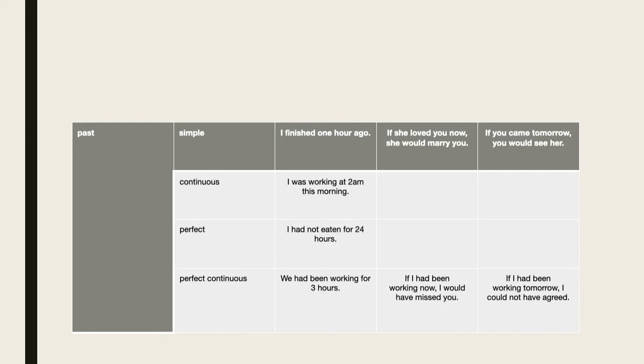Then is the past perfect continuous. In this, the past time example would be we had been working for 3 hours. If I say, if I had been working now, I would have missed you. So this is talking about the present time. And if I say, if I had been working tomorrow, I could not have agreed. So I'm talking about the future time.